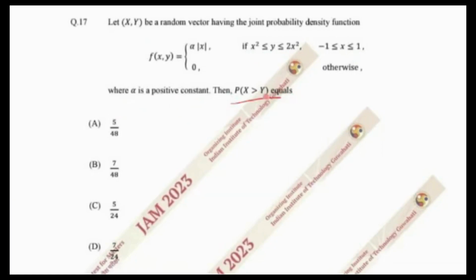We need to calculate the probability that y is less than x. So let us look at the solution.